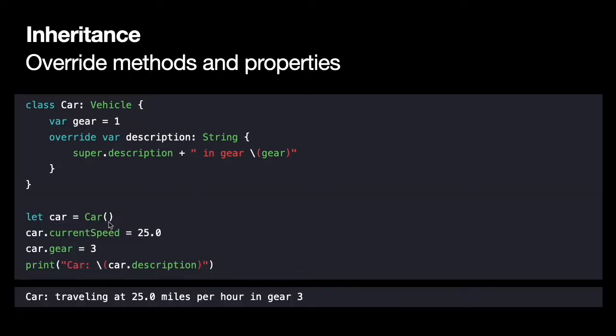Here we create an instance of Car, and then we modify some properties, and then we print out the description, and you can see that we get the traveling at 25 miles per hour, which is from the Vehicle description or super.description, and then we added in gear 3.